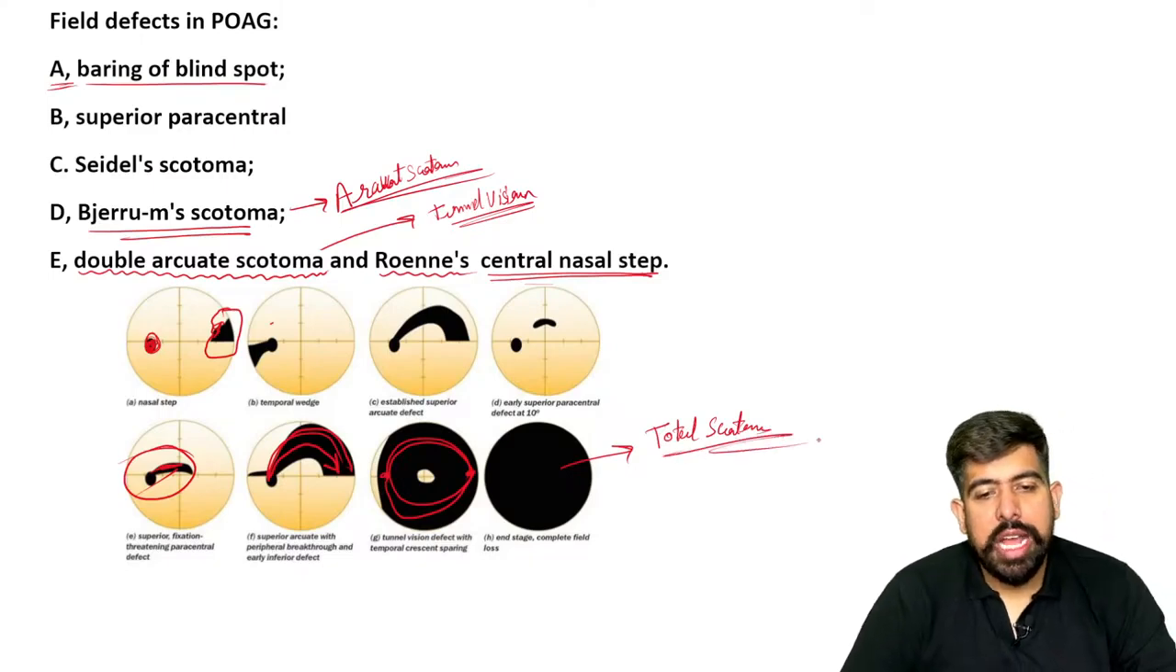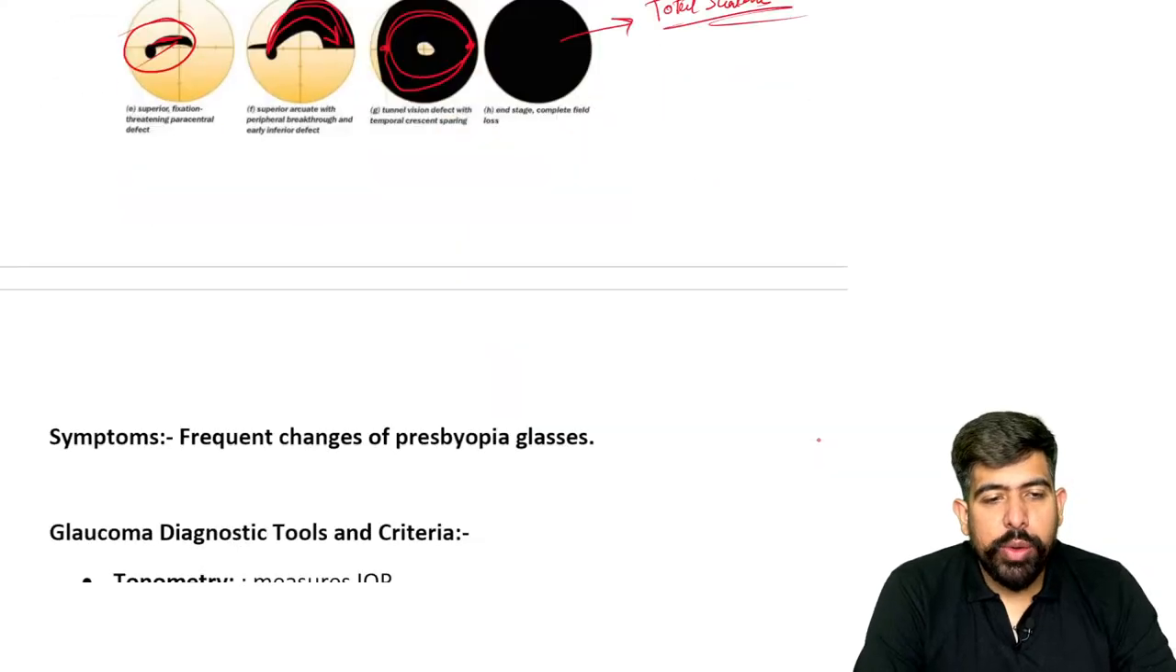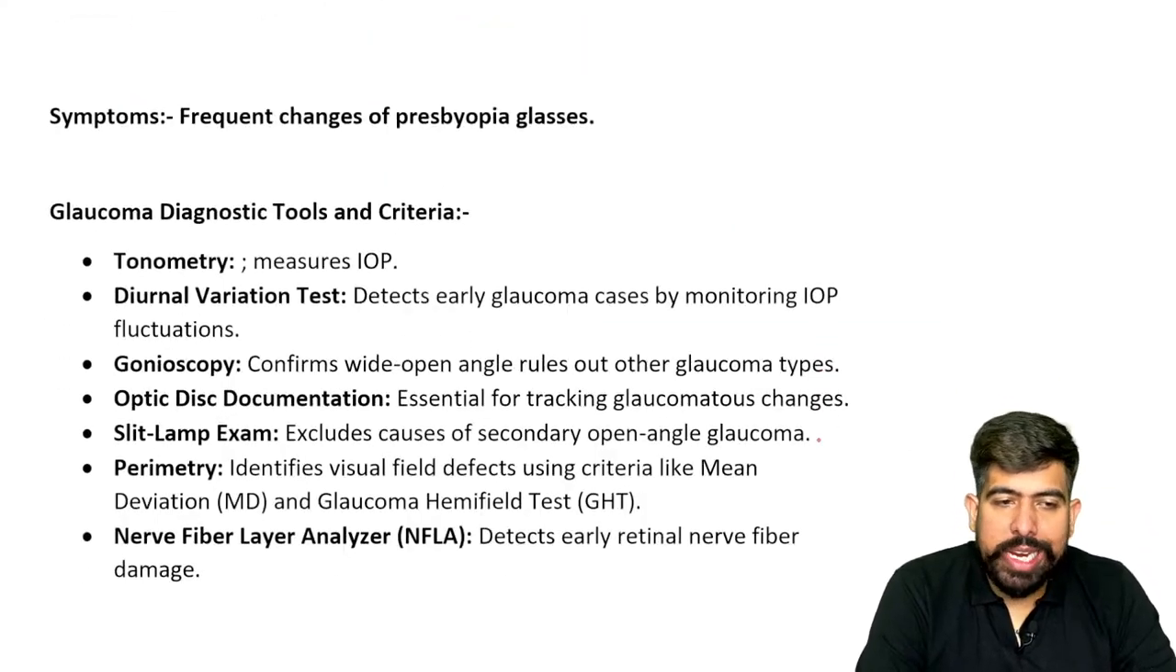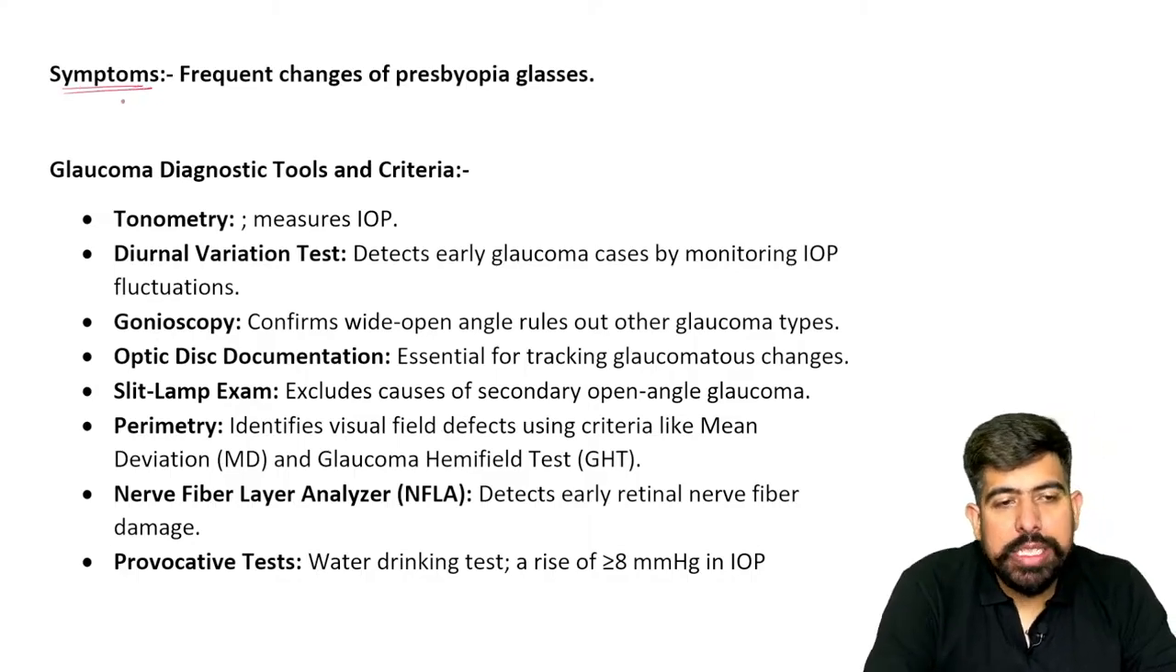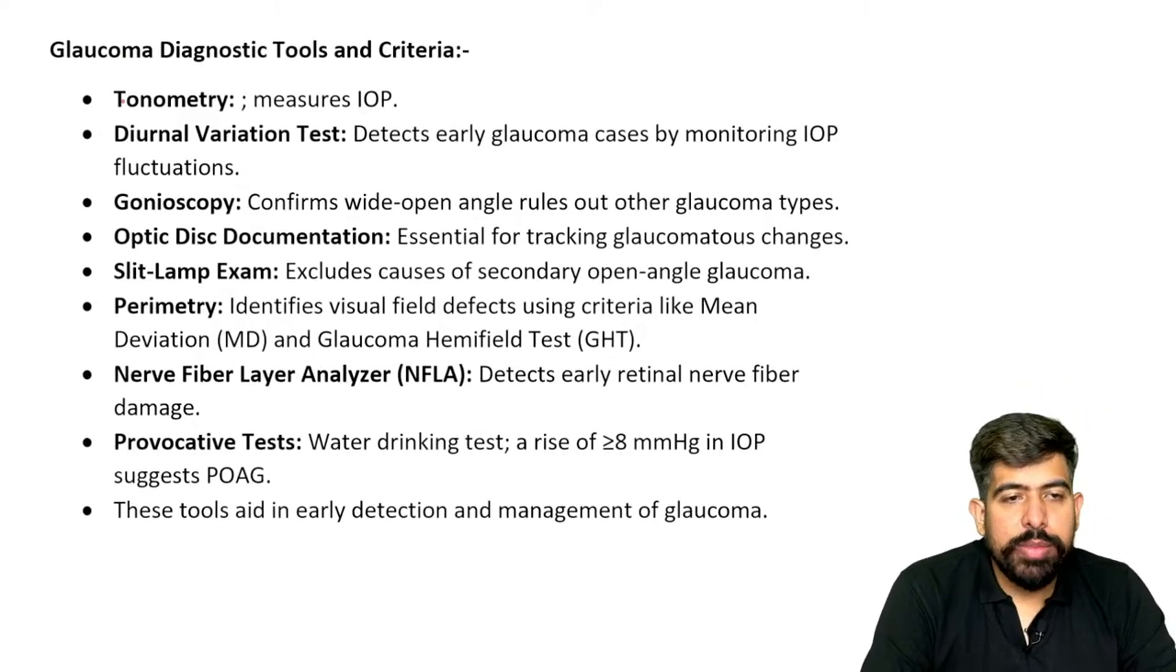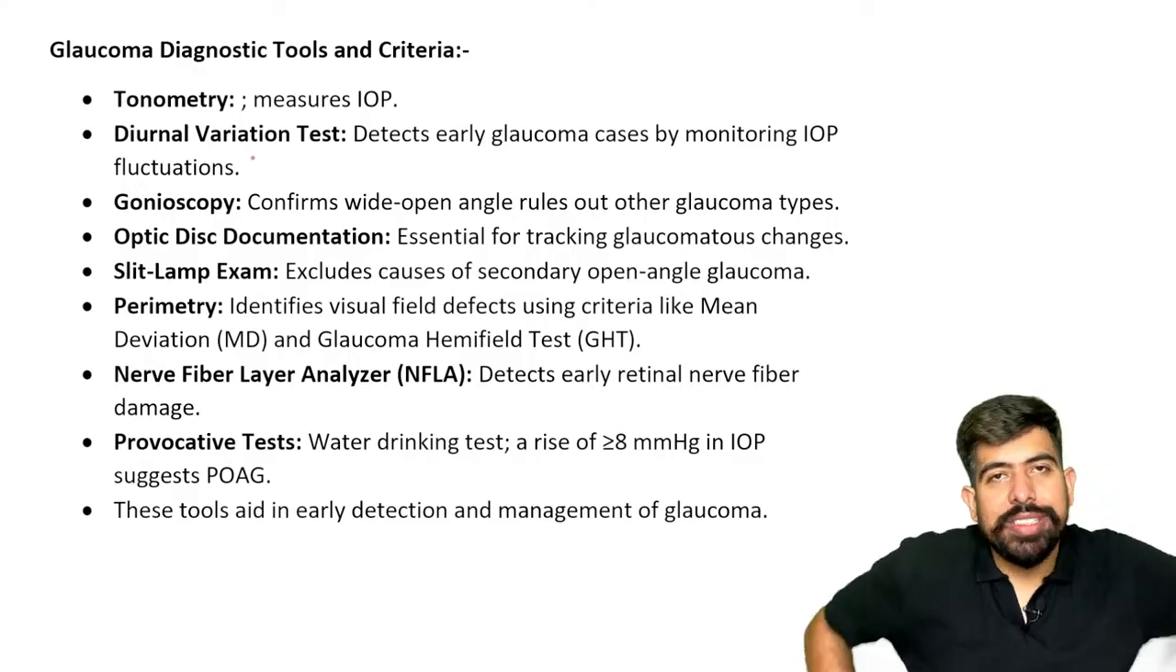Right? So there is a patient having total blindness. So these are the visual field defects which will be seen in this. Okay. Now, what will be the symptoms? Please remember about it.